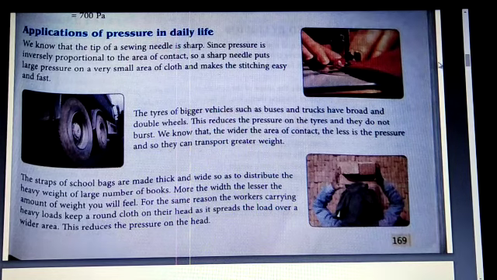Second is the tires of bigger vehicles. You must have seen buses and trucks. They have broad and double wheels because it reduces the pressure on the tires and they do not burst. Eight wheelers are there. You must have seen big trucks and buses. So the wider the area of contact, the less is the pressure, so that you can transport greater weight.